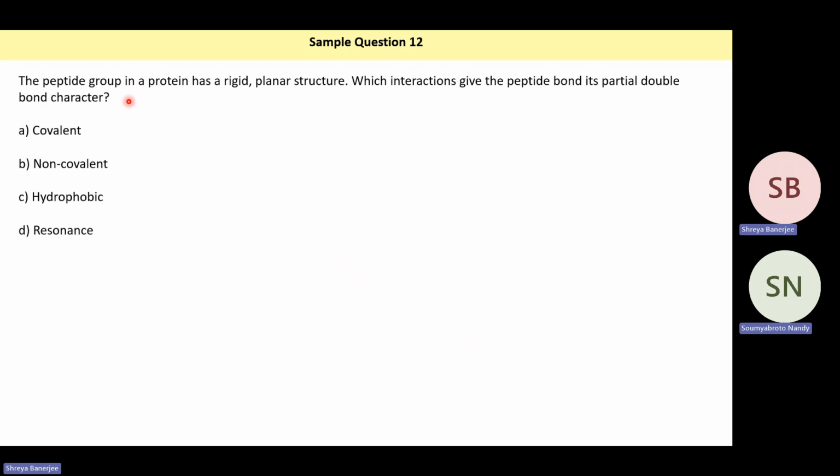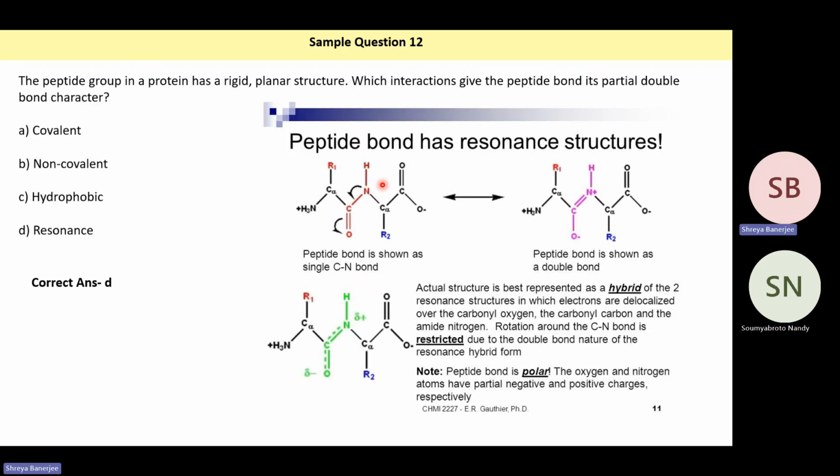Then this question is asking that the peptide group in protein has a rigid planar structure. Which interaction is giving the peptide bond its partial double bond character? Option D, resonance. Yes, that is correct. So like I discussed, this is the peptide bond. Now nitrogen can donate the lone pair and the carbonyl bond can break. So this will be the resonance structure.